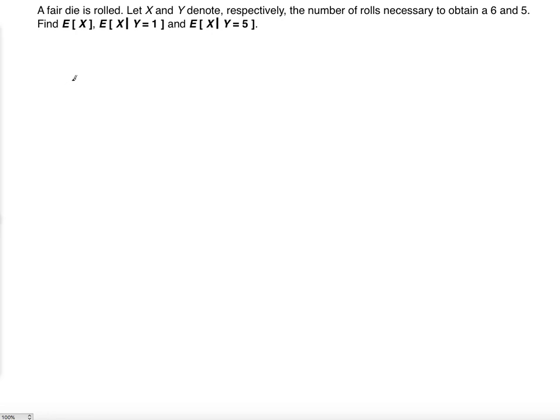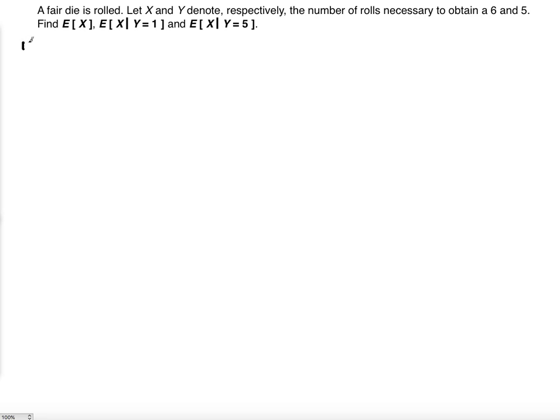A fair die is rolled. Let random variables X and Y denote, respectively, the number of rolls necessary to obtain a 6 and a 5. Find the expected value of X, the expected value of X given that Y is 1, and the expected value of X given that Y is equal to 5.